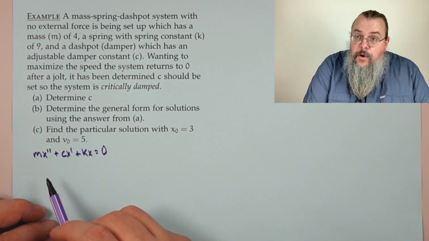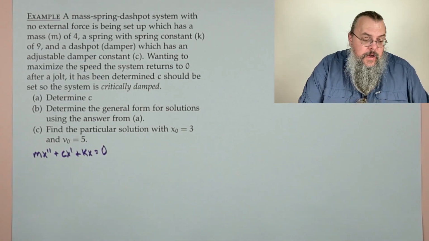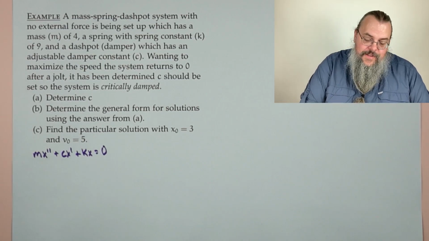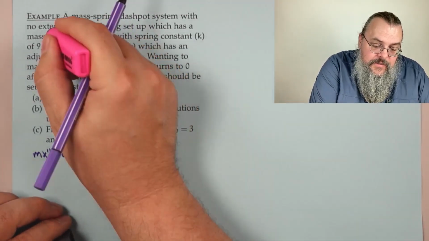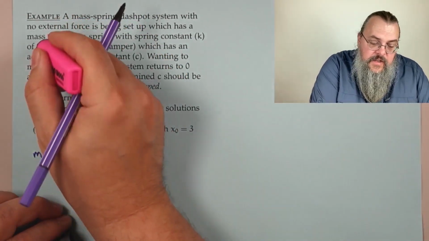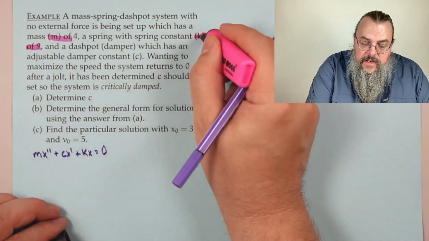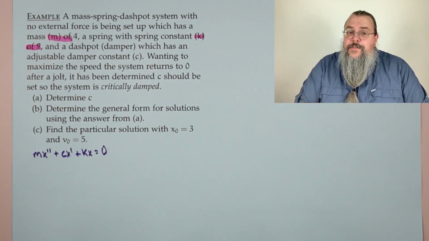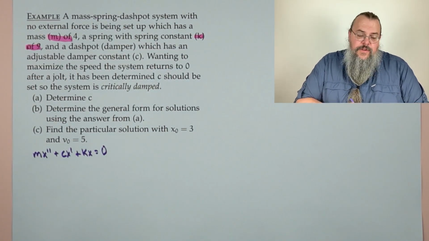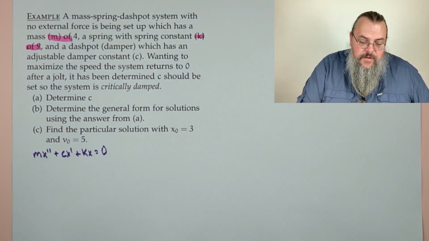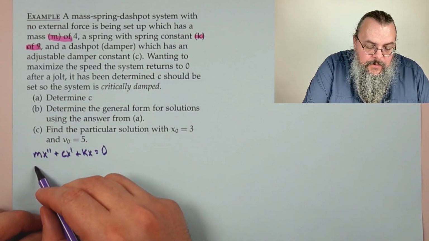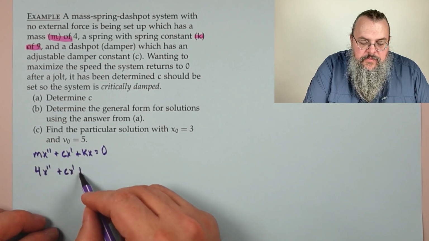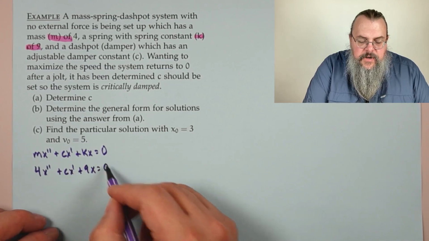Now, we put in what we know. Now, how do we find what we know? Well, the clue is look for numbers. I see a 4, and I say, oh, it's next to the m. I see a 9, and it's not right next to the k because of the line break, but other than that, there it is. So we know m and k. So we put those pieces of information in. So we have 4x double prime plus c x prime plus 9x equals 0.